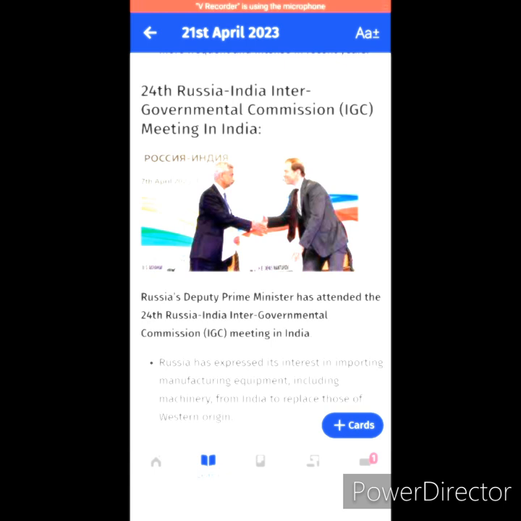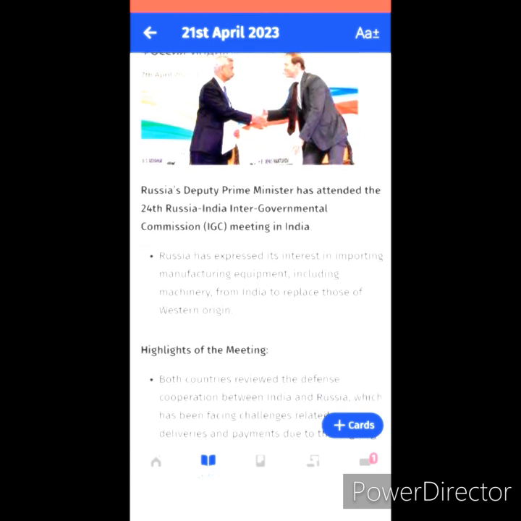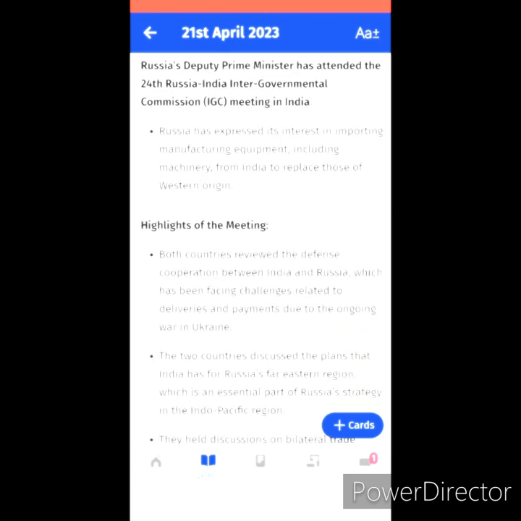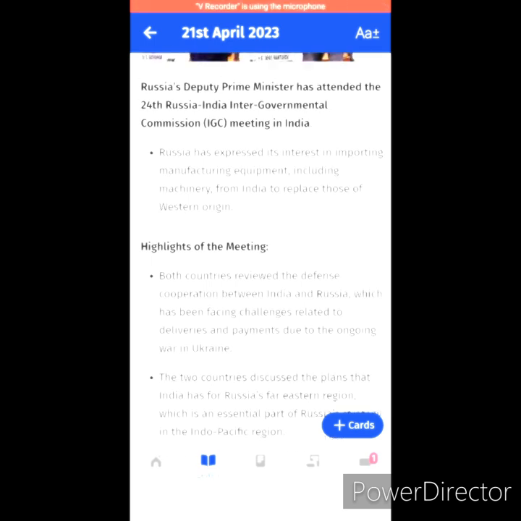24th Russia India Intergovernmental Commission meeting in India. The very next report. Russia's Deputy Prime Minister has attended the 24th Russia India Intergovernmental Commission meeting in India. Russia has expressed its interest in importing manufacturing equipment, including machinery, from India to replace those of Western origin.